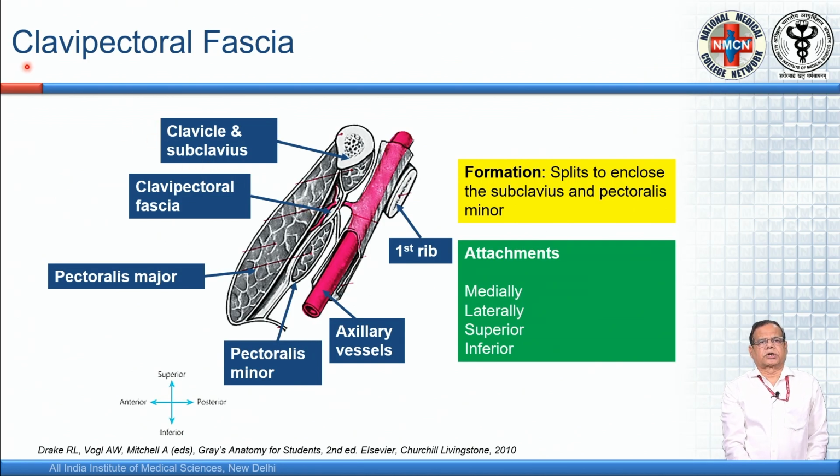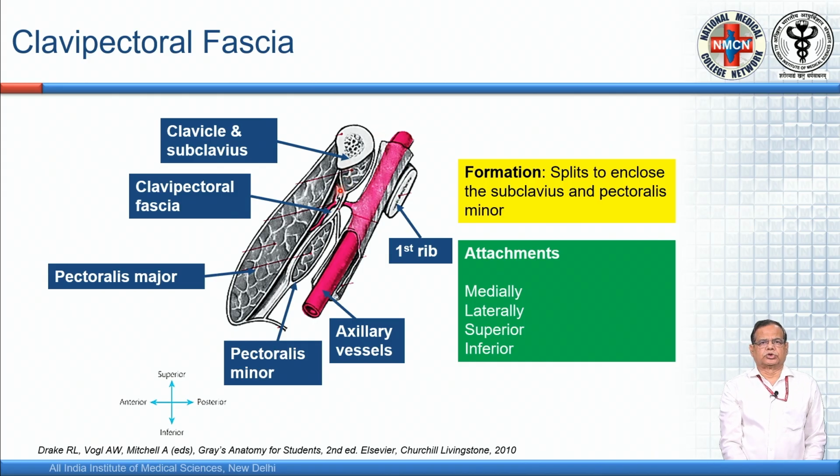Clavipectoral fascia. The clavipectoral fascia is a part of the deep fascia which lies deep to the pectoralis major muscle. The clavipectoral fascia splits to enclose the subclavius muscle. The anterior layer is attached to the periosteum of the clavicle and is continuous in the neck. The posterior layer is continuous with the deep cervical fascia and the fascia covering the omohyoid muscle in the neck.